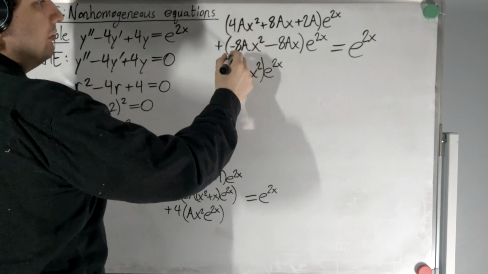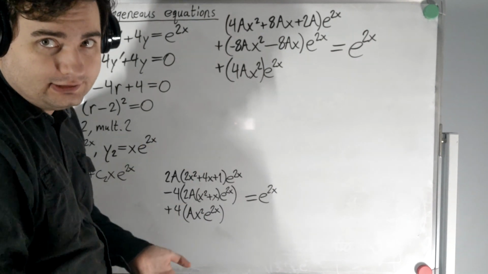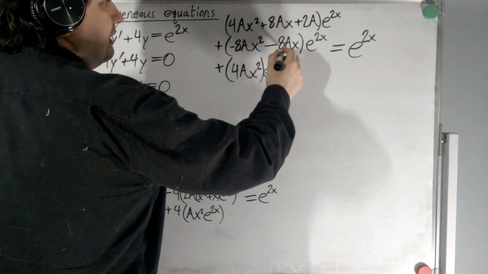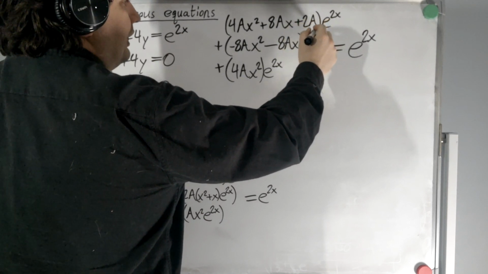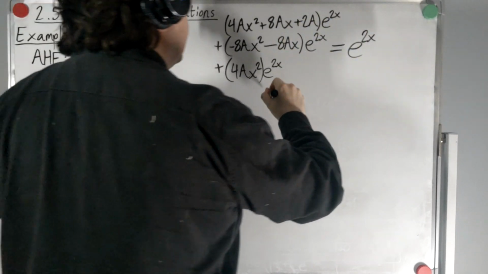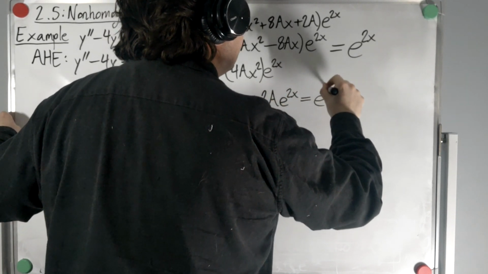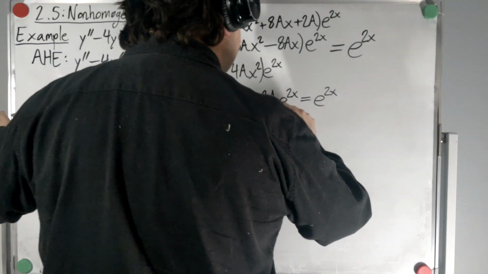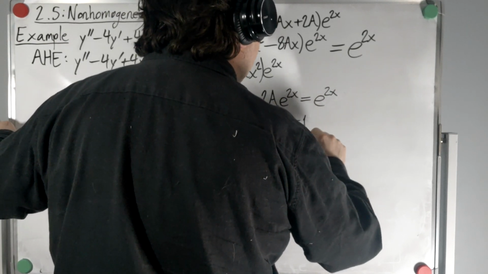Okay, so let's see here. 4ax squared minus 8ax squared plus 4ax squared is just going to be 0ax squared. Then we have 8ax minus 8ax, that's also 0. Then we have 2a, and nothing cancels with 2a, so 2a times e to the 2x equals e to the 2x. Well, that makes it pretty clear that 2a has to be 1, and therefore a has to be 1/2.